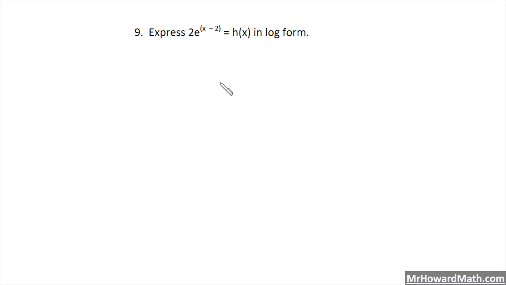Right, this is video 2 for your Unit 14 review, picking up with question 9. Video 1 had 1 through 8. So express 2 times e to the x minus 2 power equals h of x in logarithm form.